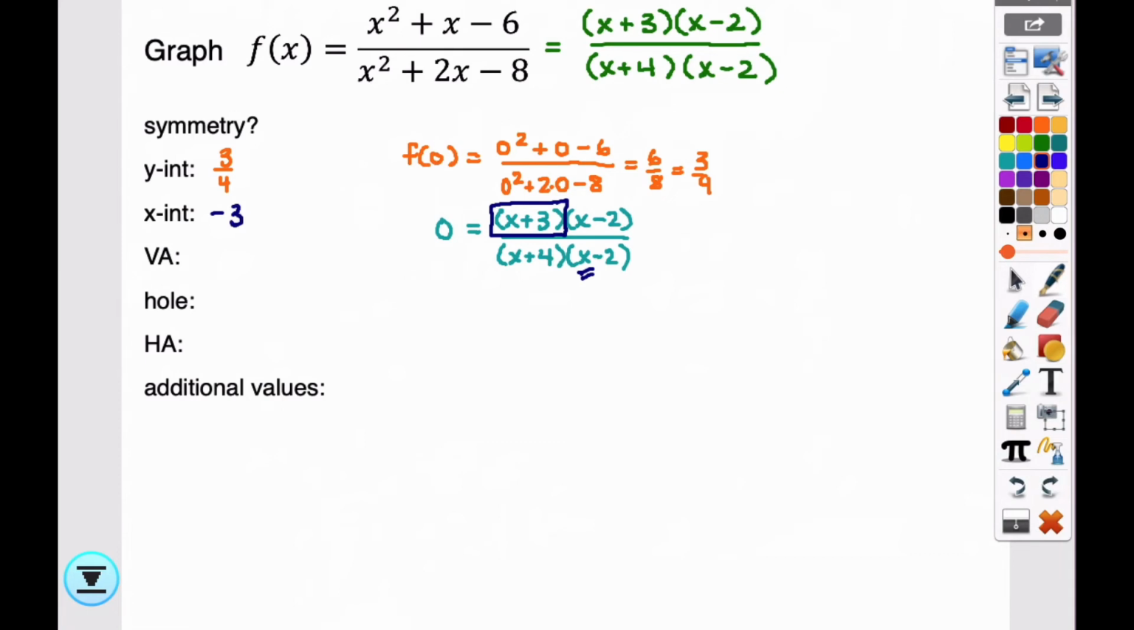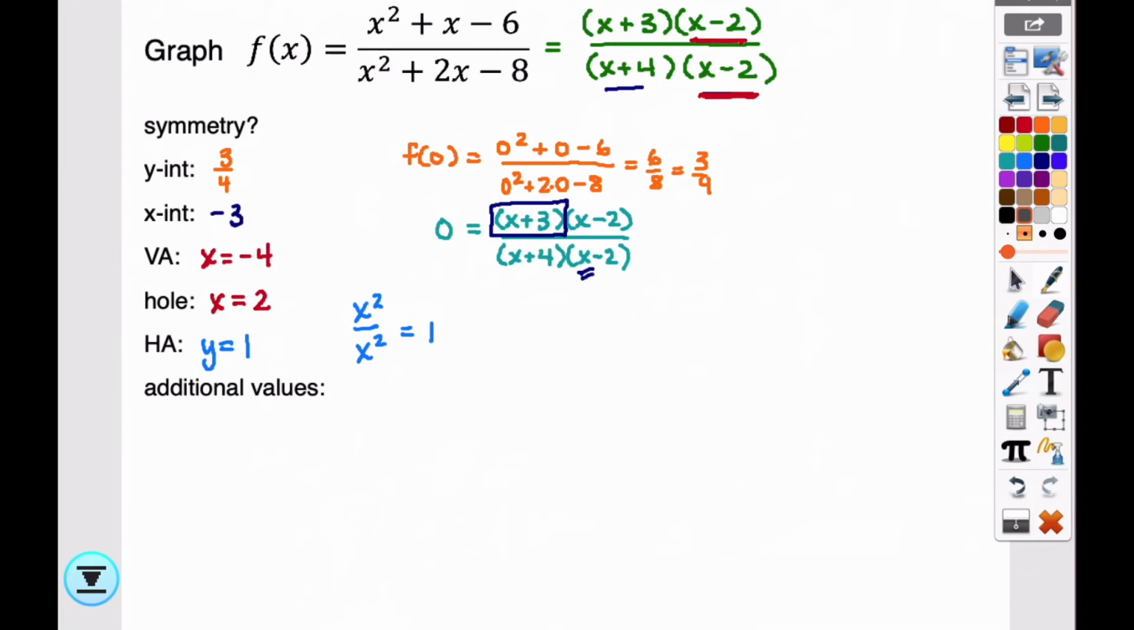Our vertical asymptote, we're going to check where those bottom factors are equal to 0. So I know at x equals -4, I'd have a vertical asymptote. And then this x equals 2, again, since we have those top and bottom factors matching, that's actually where our hole will show up, at x equals 2. And then the horizontal asymptote, taking the leading term over the leading term from the original, that simplifies to 1. So we have a horizontal asymptote of y equals 1.